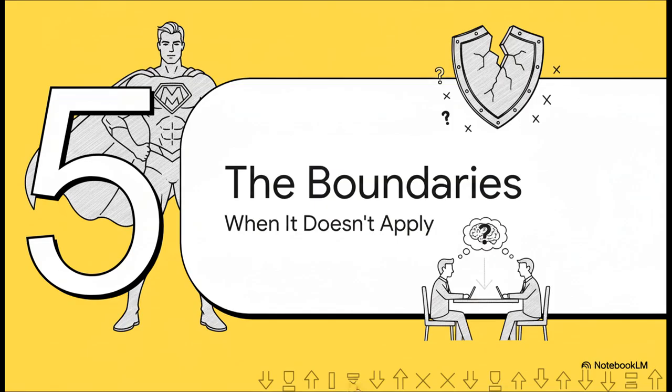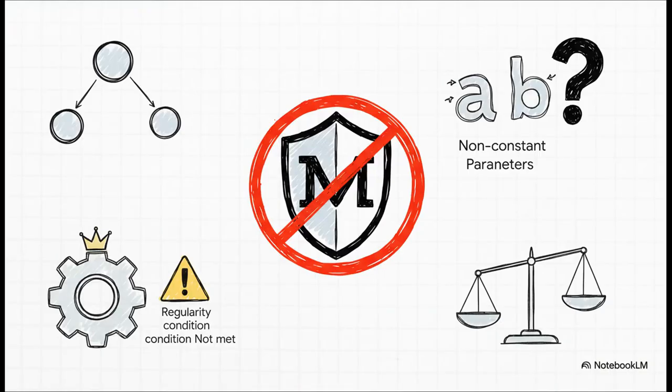But even Superman has his kryptonite. And knowing when you can't use the theorem is honestly just as important as knowing when you can. This is the kind of stuff that separates the pros from the novices in an interview. So you've got to remember these edge cases. The theorem falls apart if your subproblems aren't all the same size, like in the worst case of quicksort.